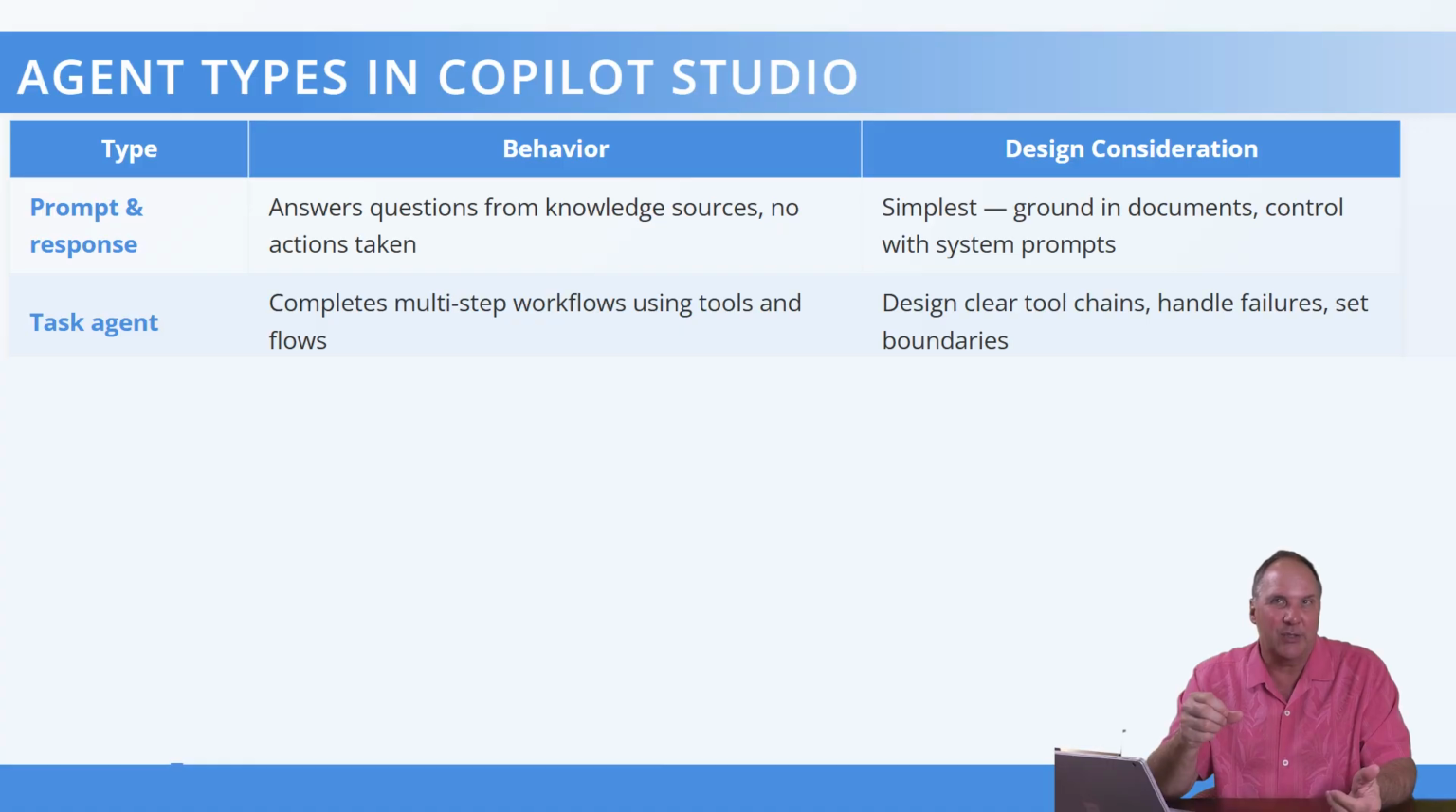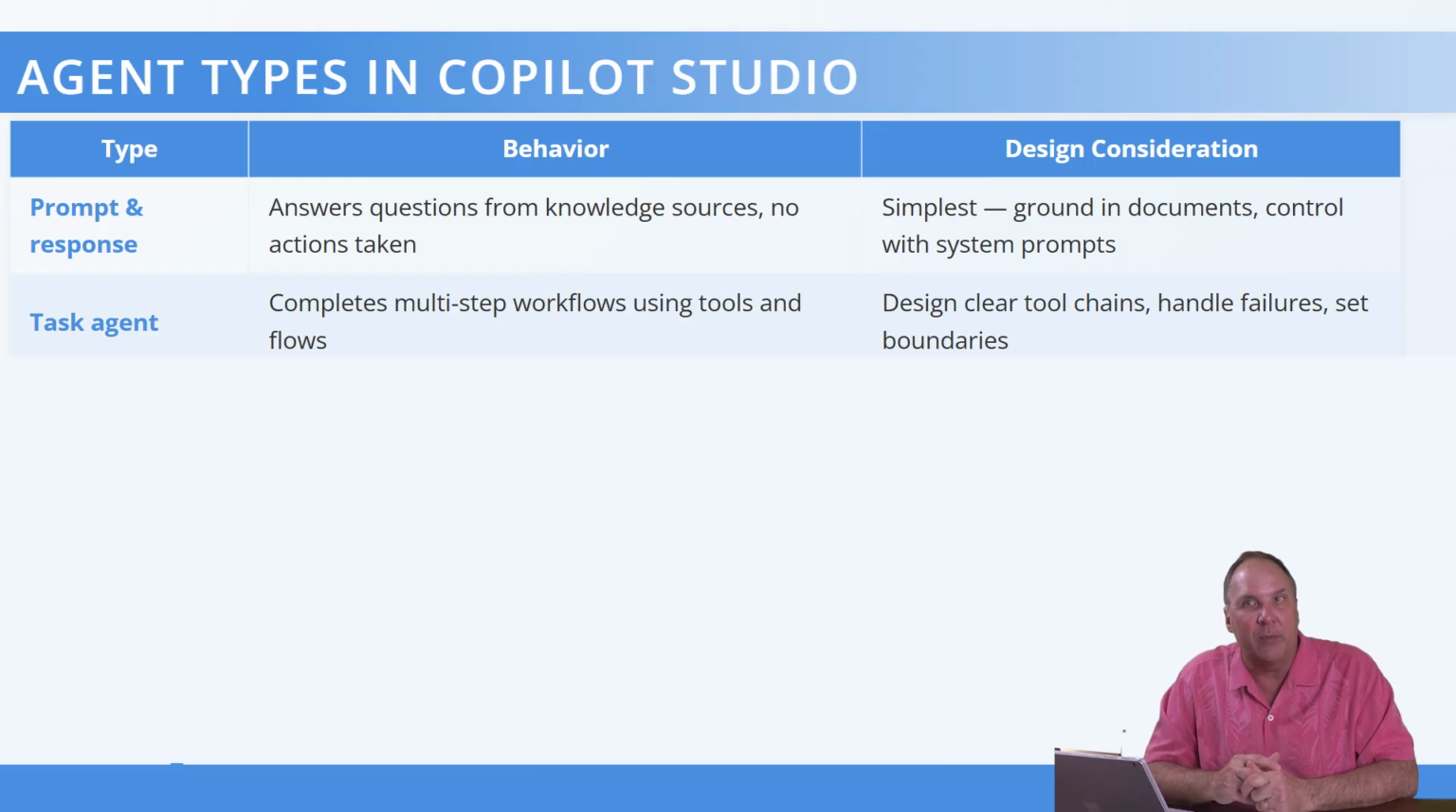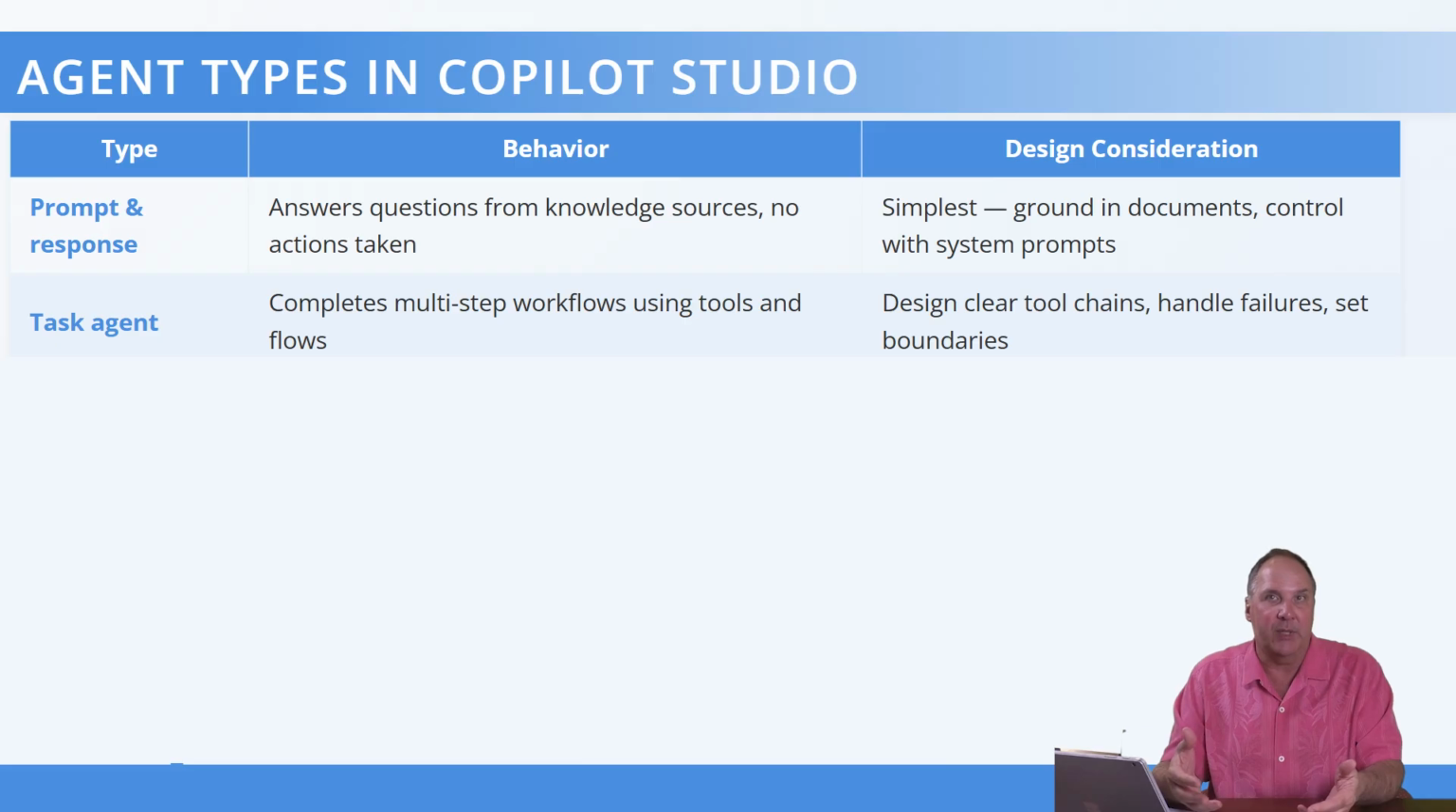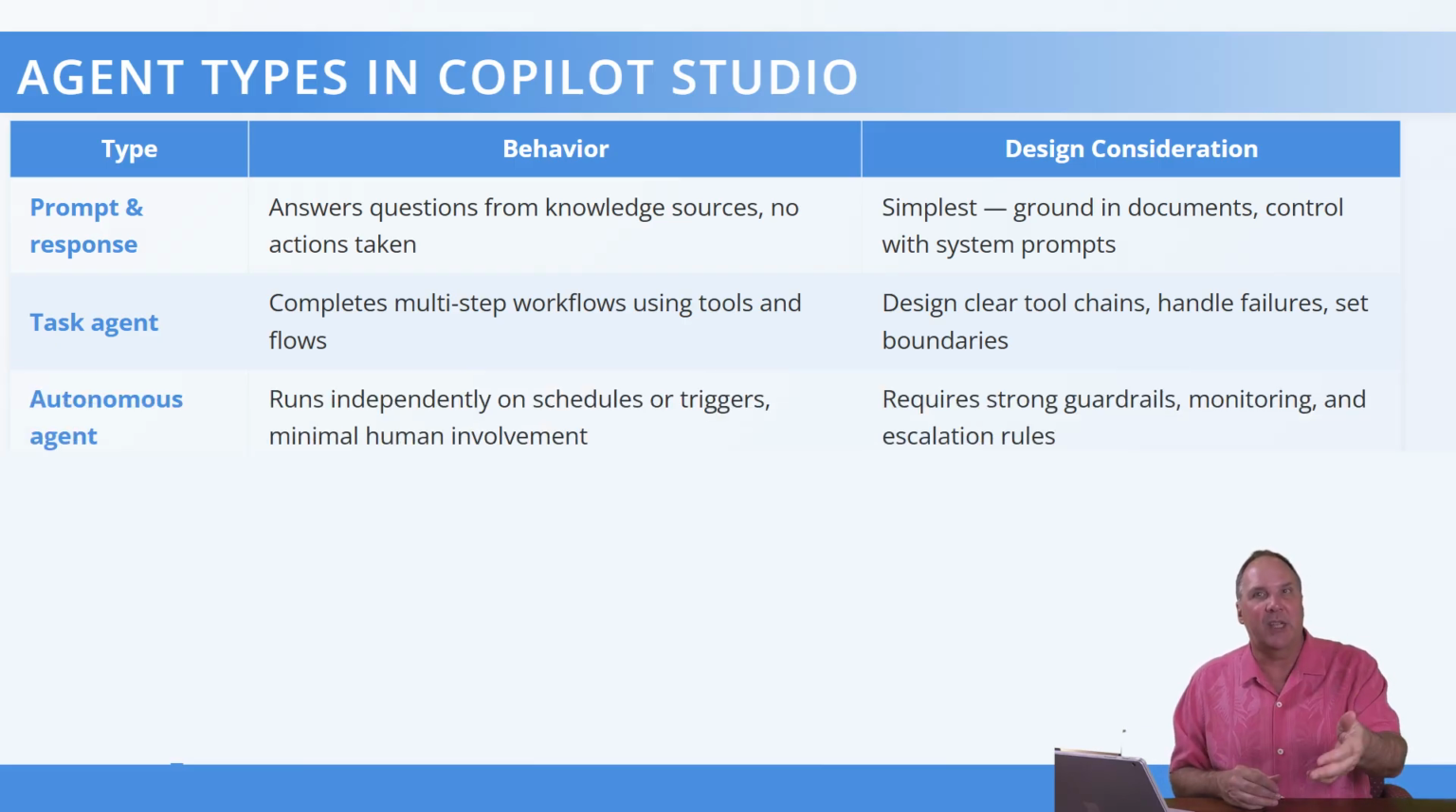Next, task agents. These complete multi-step workflows using actions and flows. Our IT password reset agent is a good example. It verifies identity, triggers a reset, and confirms completion. Task agents can branch, loop, and handle errors. Design considerations, well, define clear action chains, handle every failure path, set time boundaries, and build in escalation to humans for edge cases.